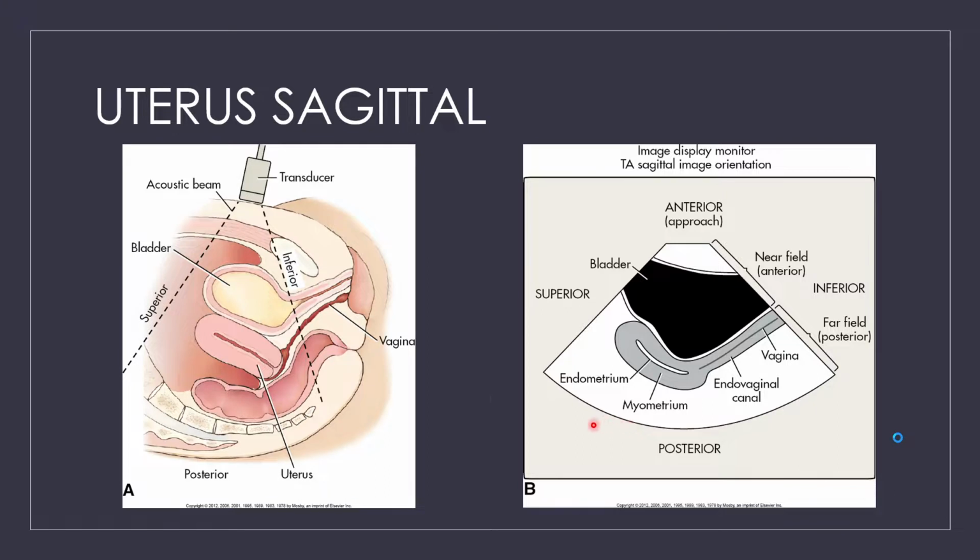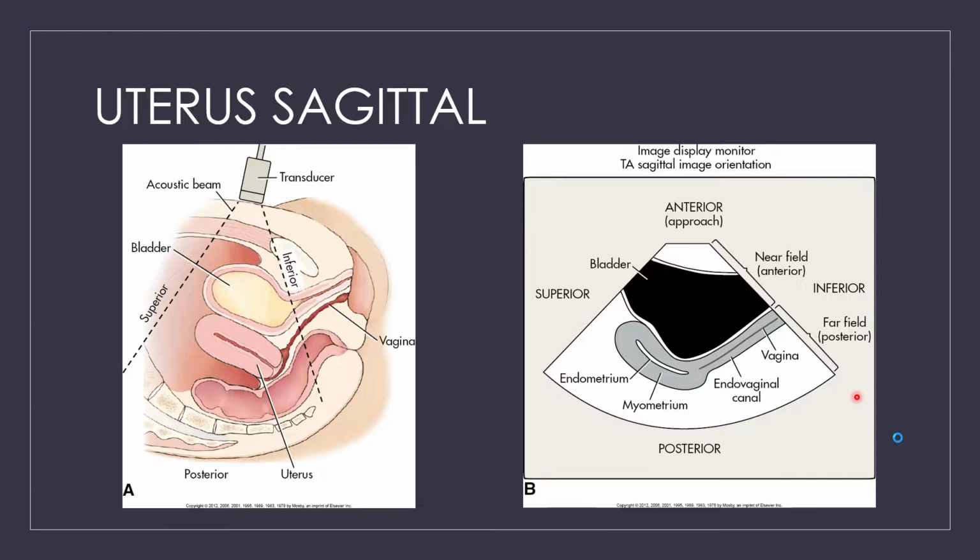So the index pointed towards the patient's head means the index is going to be on this side, and what is on this side of the screen is superior, and what is at the opposite side of the screen is inferior. Now this is something that my students usually have the hardest time grasping right away.